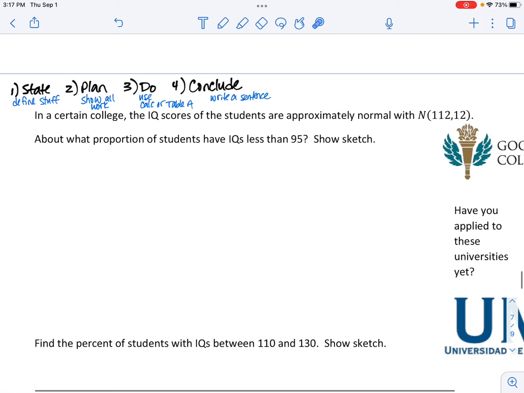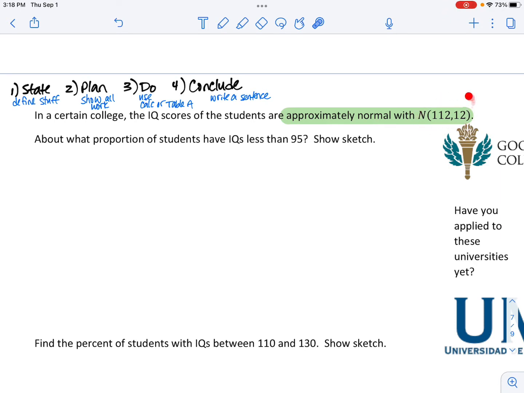Let's jump right in. In a certain college, we've got IQ scores of students. And remember, I told you that we're going to be given important information, and you remember what this notation is. We cannot do our 68, 95, 99.7. We cannot use table A. We cannot use normal CDF if we don't know our distribution is normal. So this is very important given information.